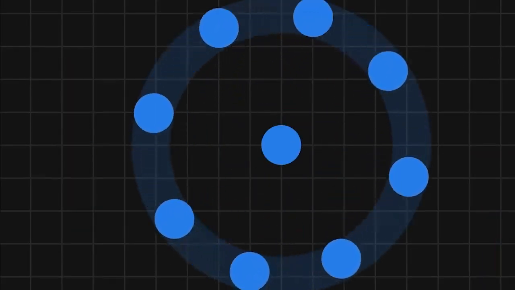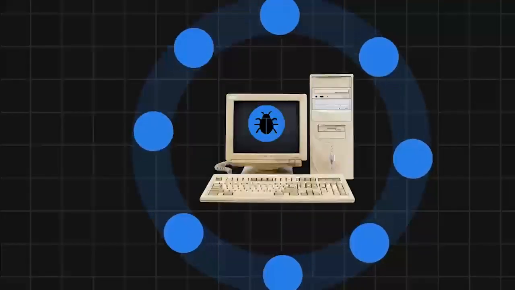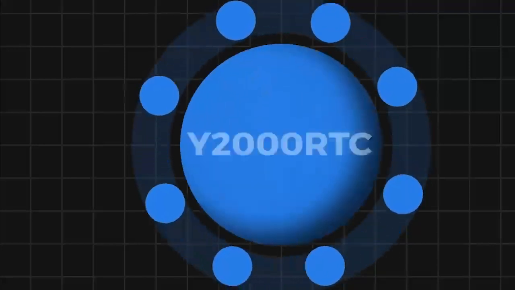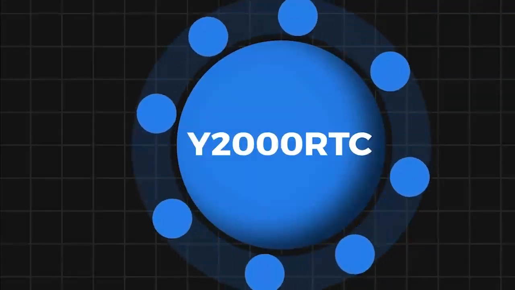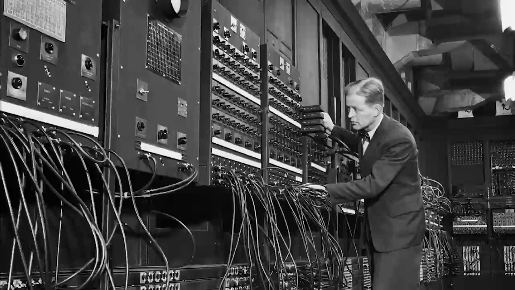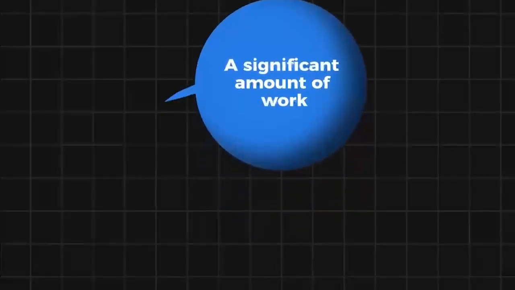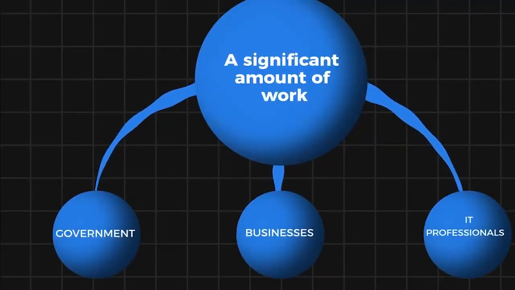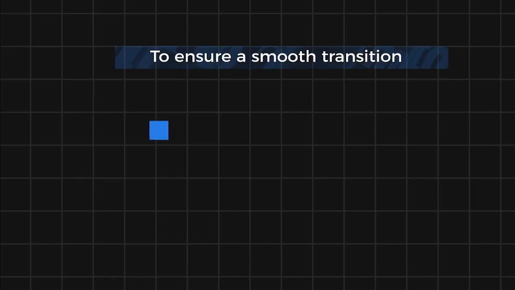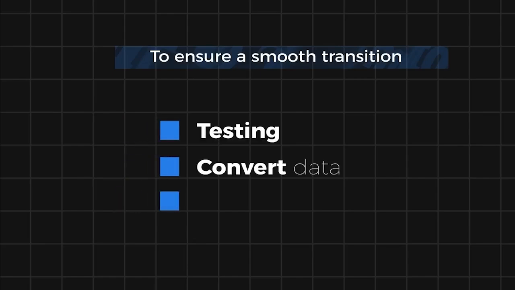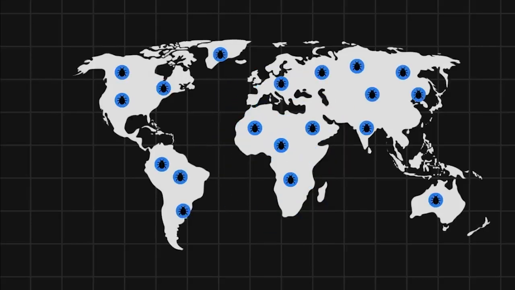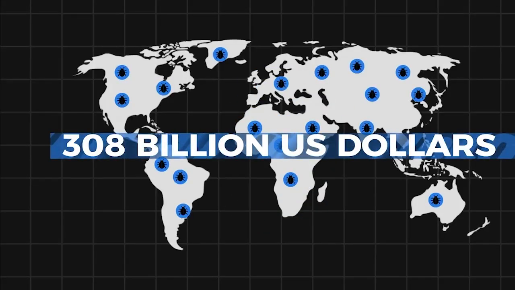Various software kits were developed to address the Y2K problem in personal computers. Some solutions worked at the BIOS level, while others, like Y2000 RTC, functioned as device drivers. There was also the use of bridge programs to manage date fields and systems, ensuring correct data handling. Implementing solutions requires a significant amount of work from governments, businesses, IT professionals, and individuals. To ensure a smooth transition, we had to conduct thorough testing, convert data, and upgrade the system. The estimated cost for fixing the Y2K issue worldwide was a staggering $308 billion US.